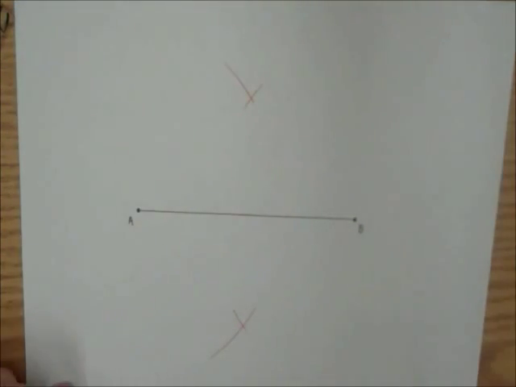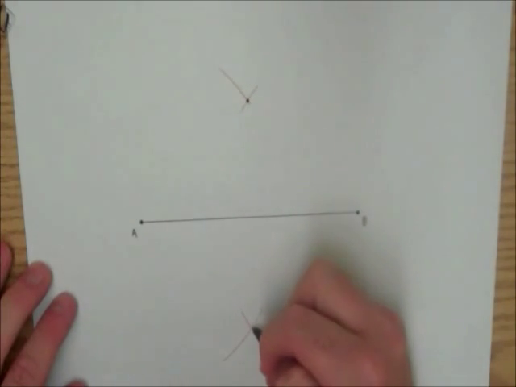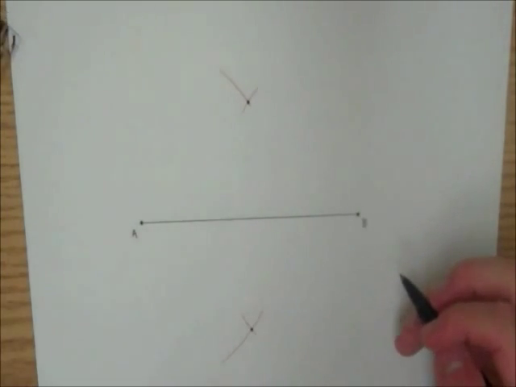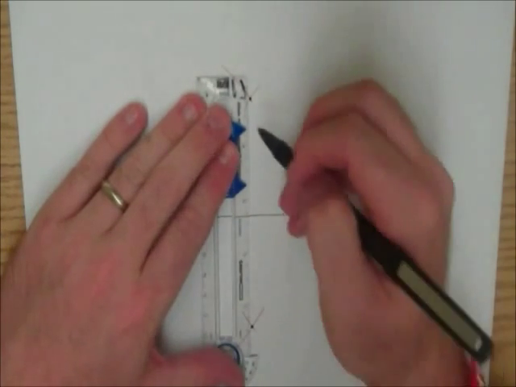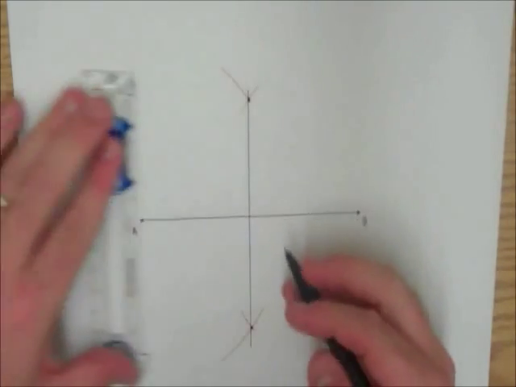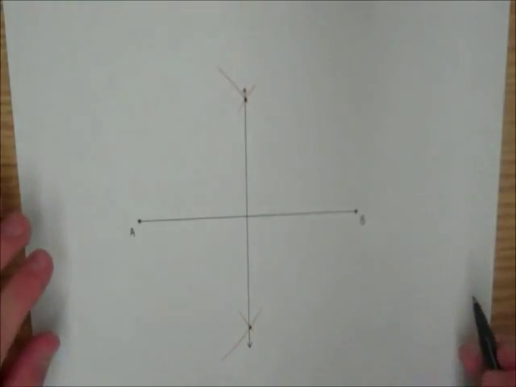And now I've got two intersection points. I've got an intersection point here, and I have an intersection point here. If I connect those two points of intersection, then I have constructed the perpendicular bisector.